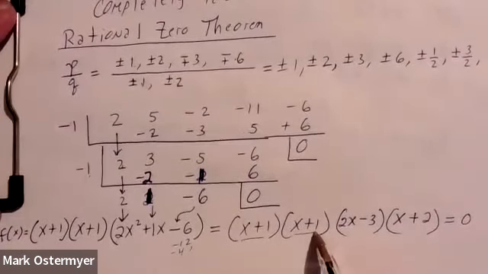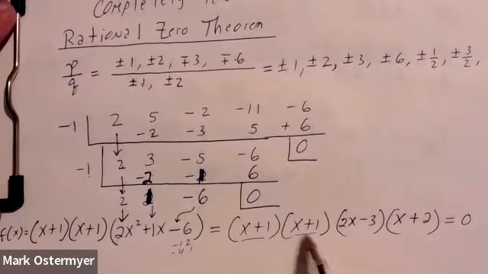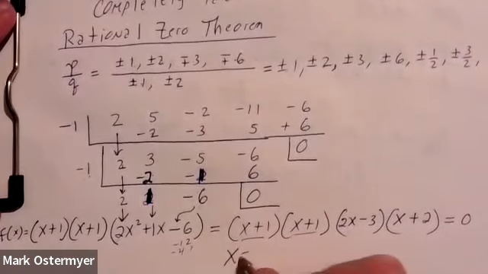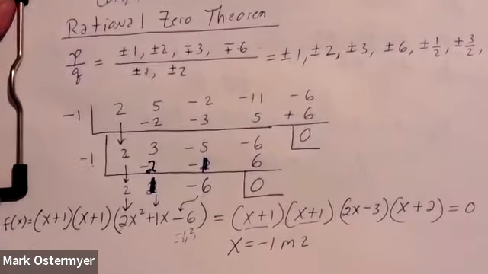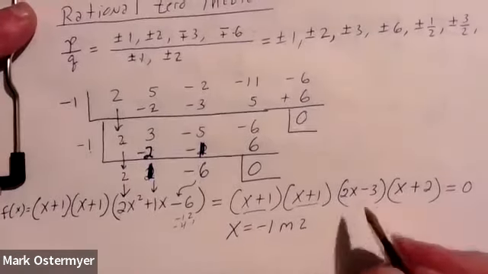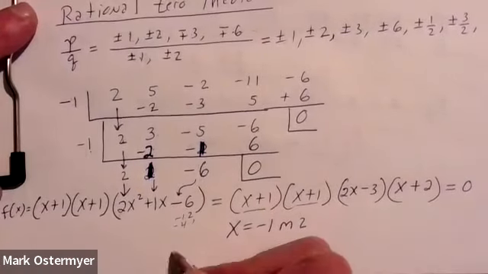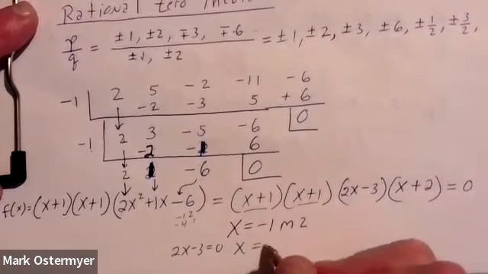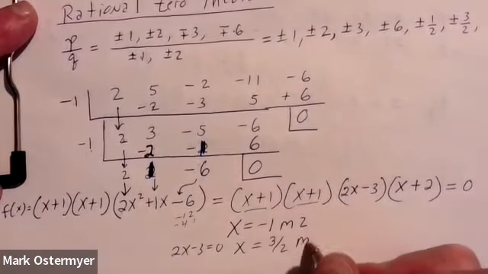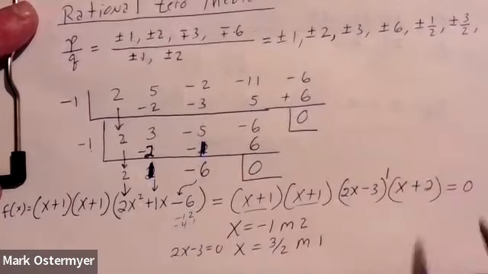This one and this one, which is -1 and -1. -1 repeats twice. So -1 is a zero with what multiplicity? A multiplicity of 2. It's a repeated zero. What's another zero? That comes from this factor being set equal to 0. And solving for x, we get +3/2. This is a zero of multiplicity of 1.